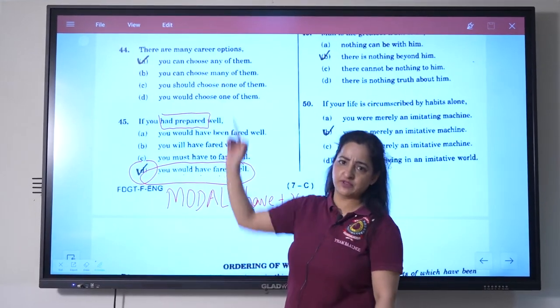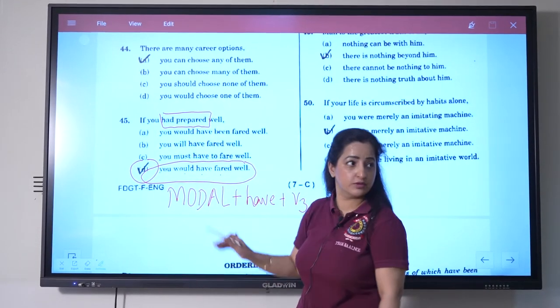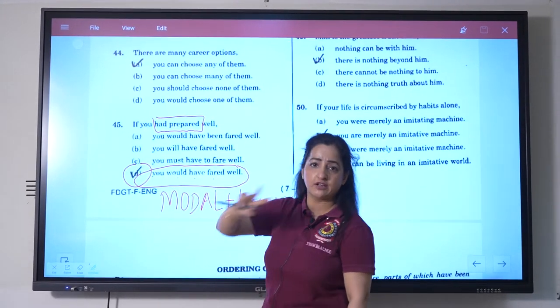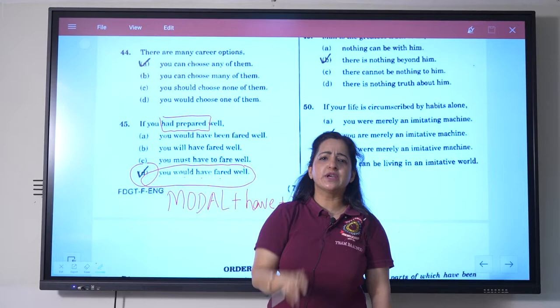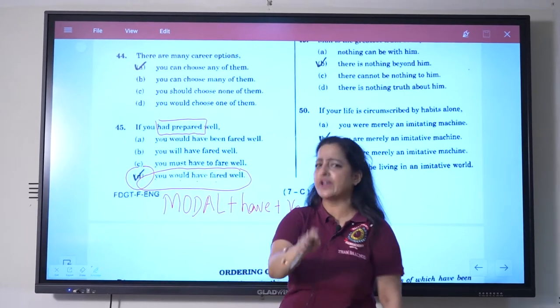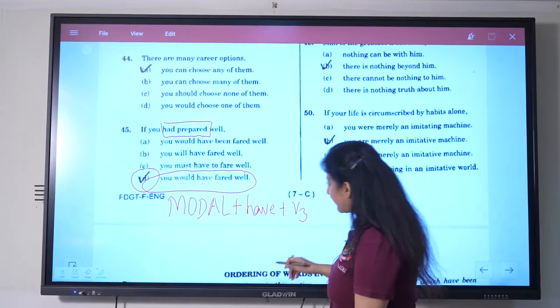Right, so this rule I have given you in fill-ups also. Nevertheless, I reiterate it. So had prepared and would have fared. Fixed formula. By the way, isko third conditional bolte hai. Those of you who've taken classes from me, you very well know. We've done this in class.